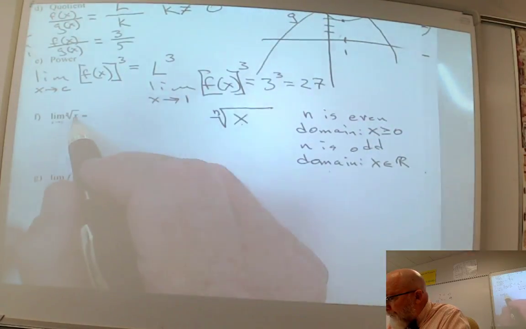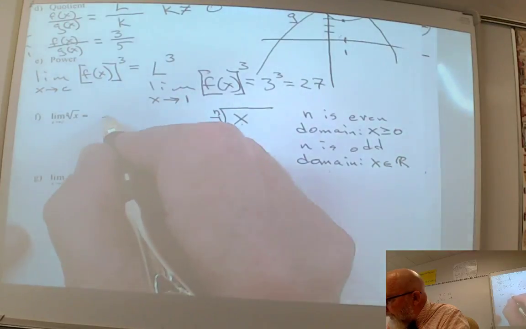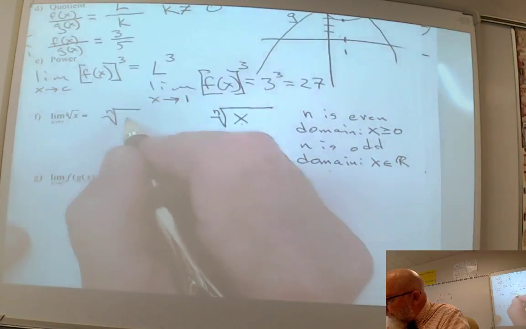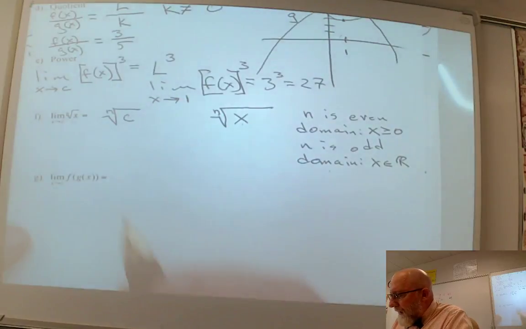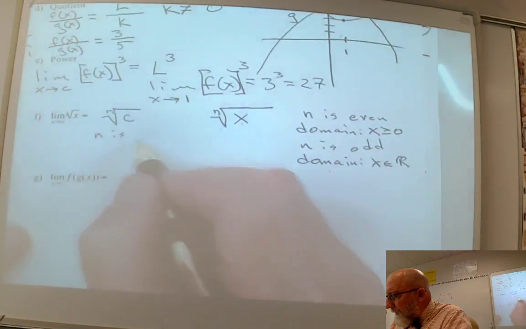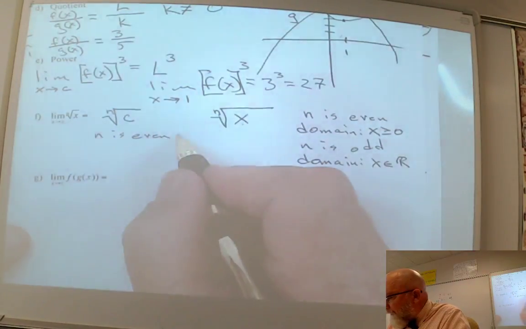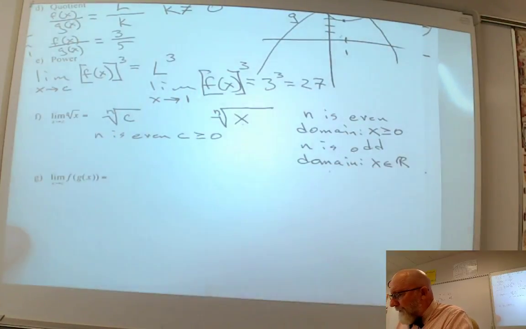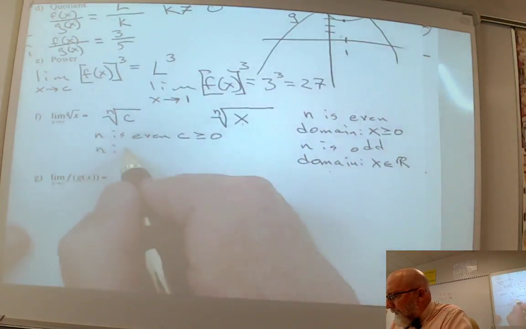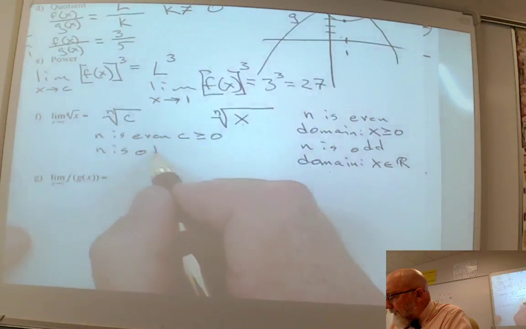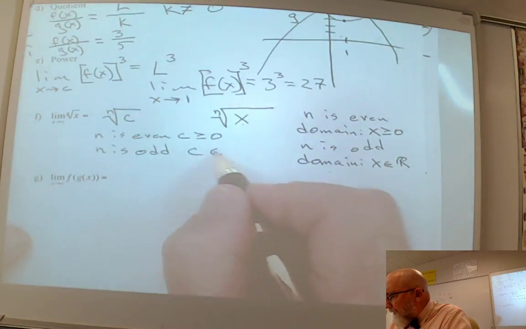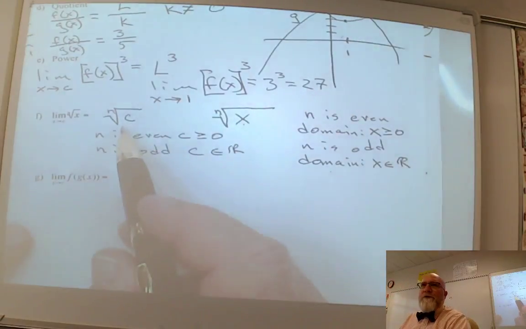So I can put c in here. I will get the nth root of c. If n is even, then c better be greater than or equal to 0. If n is odd, c has to be an element of the reals. So all you have to do is substitute it in there.